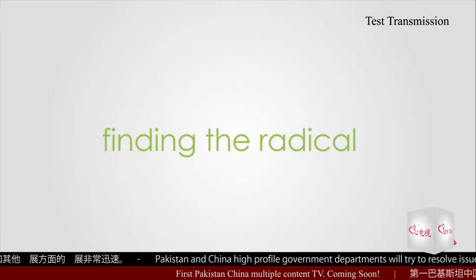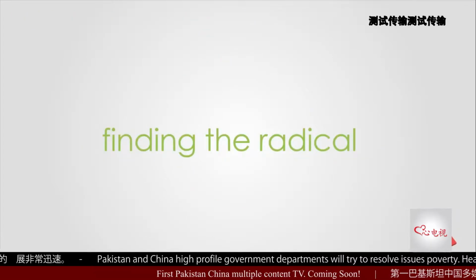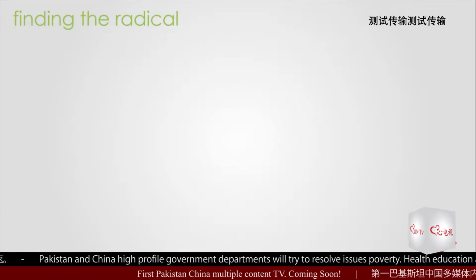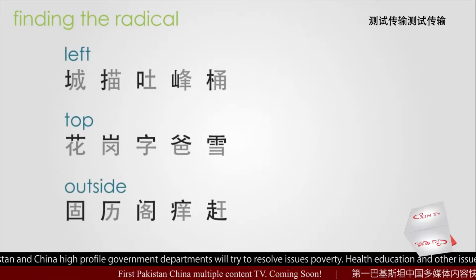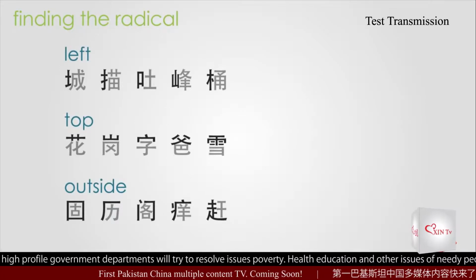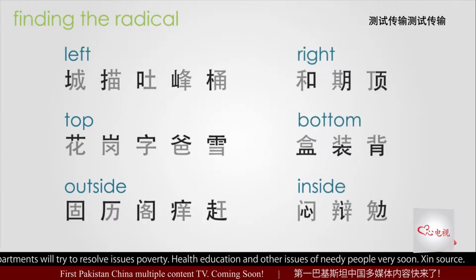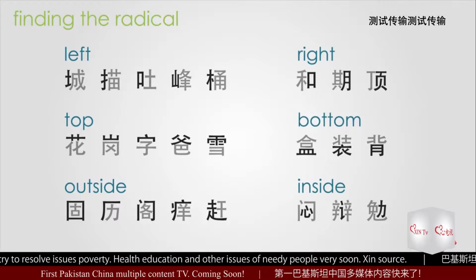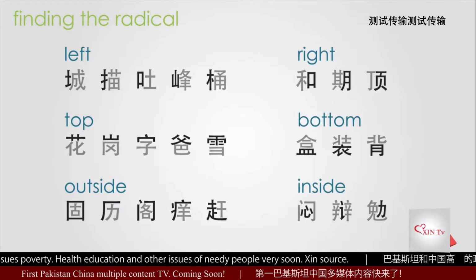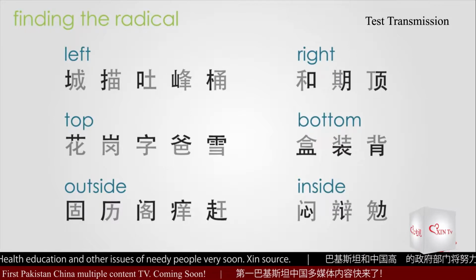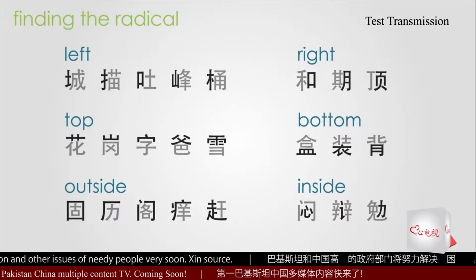The first is that the radical part of the character is not always easy to find. Generally, they're on the left, top, or outside of the character, but they can also occur on the right, bottom, or inside of the character. Unfortunately, there is no guaranteed way of locating radicals, and for a small number of characters, the radical can only be identified by referring to a dictionary.